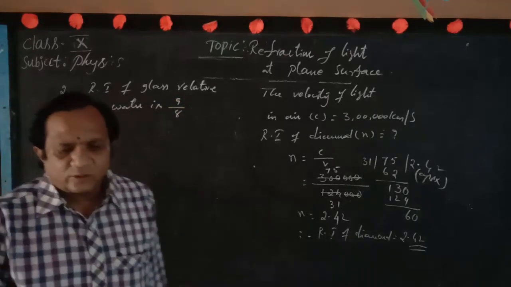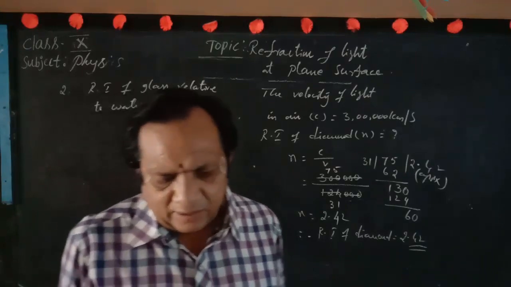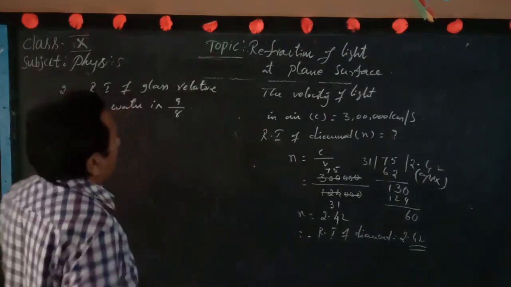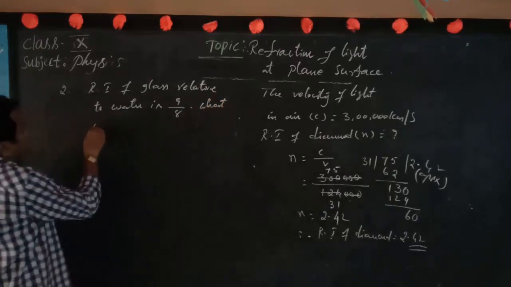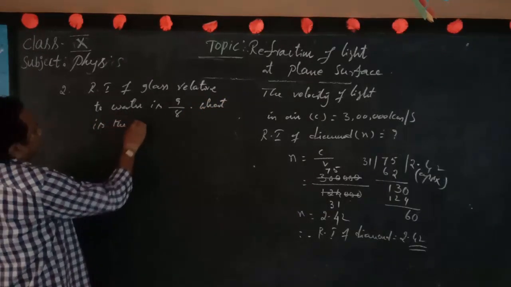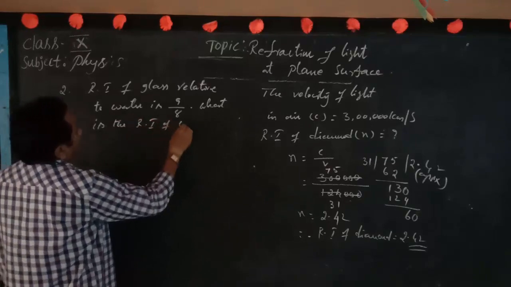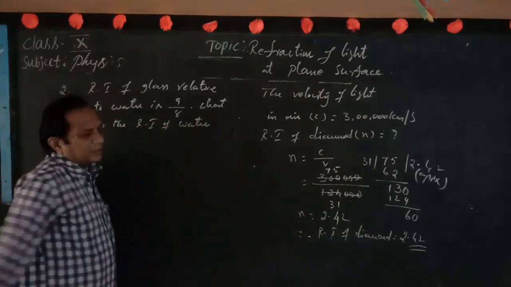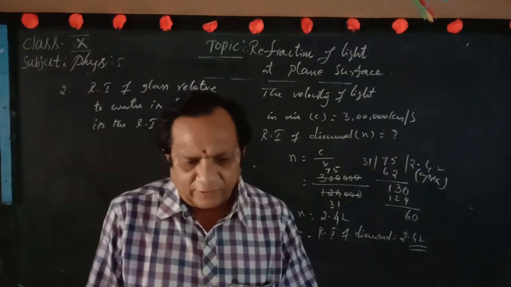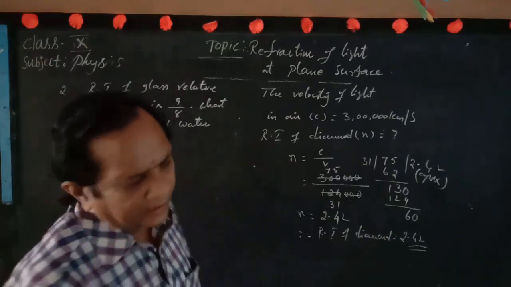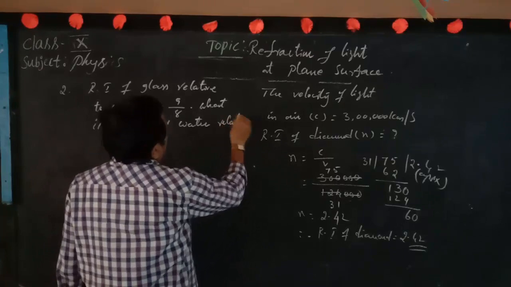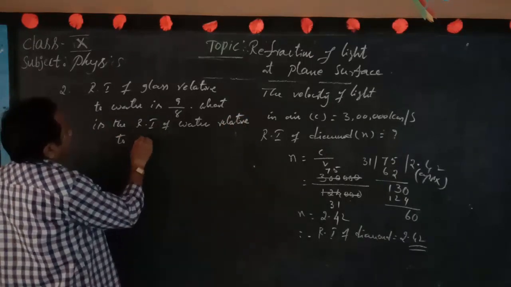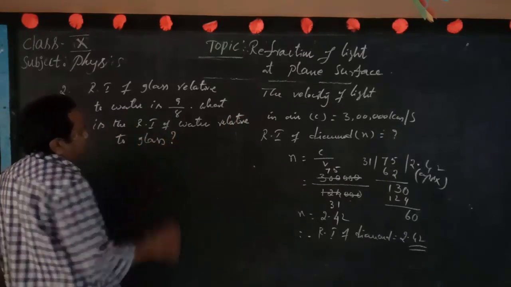The refractive index of glass with respect to water will be 9 by 8. What is the refractive index of water relative to glass? The refractive index of water relative to glass. This is the question.